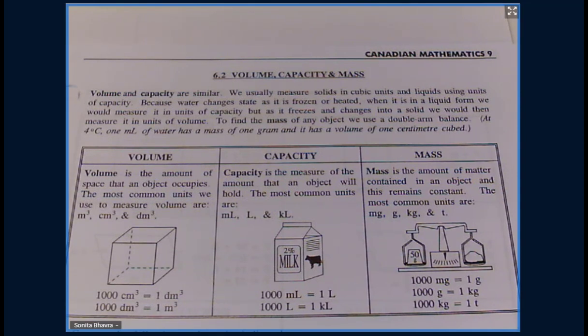The most common units we use are, for example, meters cubed, centimeters cubed, decimeters cubed. Again, recall volume is three-dimensional, so for example, length times width times height. There are also a couple of conversions given here: 1,000 centimeters cubed is equal to 1 decimeter cubed, and 1,000 decimeters cubed is equal to 1 meter cubed.